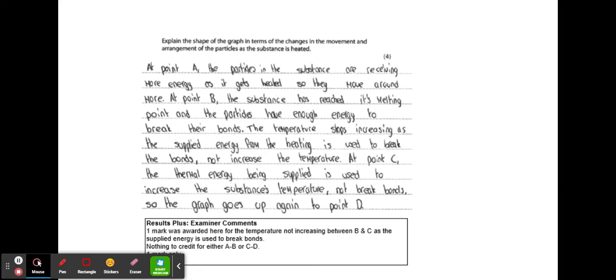So they get 1 mark because they do explain the fact that the temperature doesn't rise between B and C because that energy is being used to break the bonds, but they don't get any other marks because the question asks to talk about changes in the movement and arrangement of particles, and they have not done that.